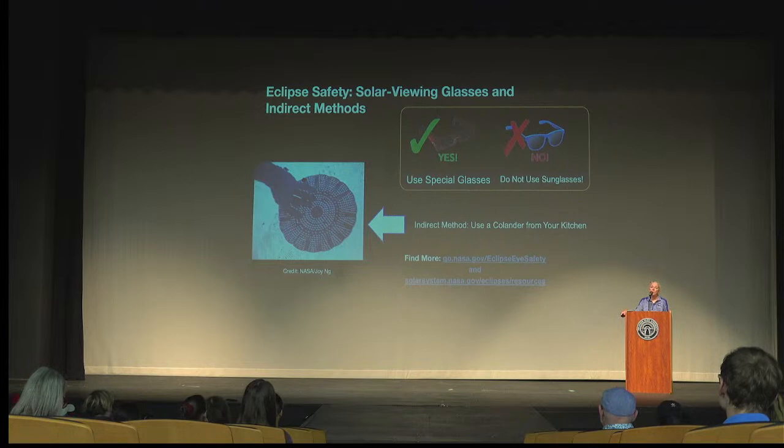Eclipse safety is really important. I mentioned how to use your solar viewing glasses. Each time you use those, take them outside, hold them up so that the sun is shining on the mylar eye area. Hold your hand underneath. If you see any light coming through that mylar, don't use them.